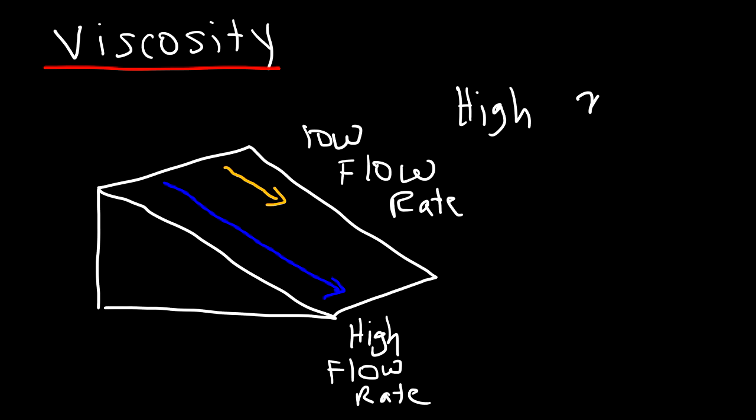So this symbol, eta, is the coefficient of viscosity. For water, it's relatively low. I'm just going to write high, but let's put low instead. And so that's the basic idea behind viscosity. It represents the internal friction within a fluid. So how can we quantify it?